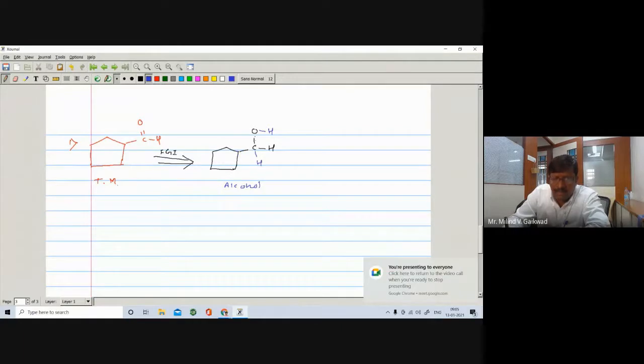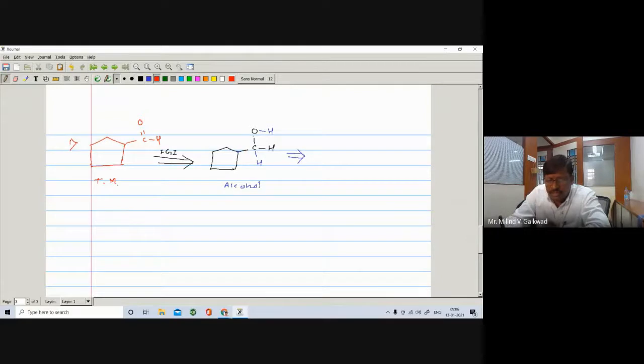The carbon where there is an OH, this carbon is directly attached to only one carbon. So it is a primary alcohol. You have to carry out the disconnection of primary alcohol, and you can carry out disconnection of primary alcohol by only one path. So it undergoes disconnection. This is the symbol of a disconnection.